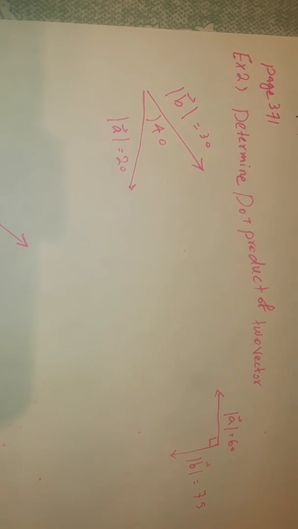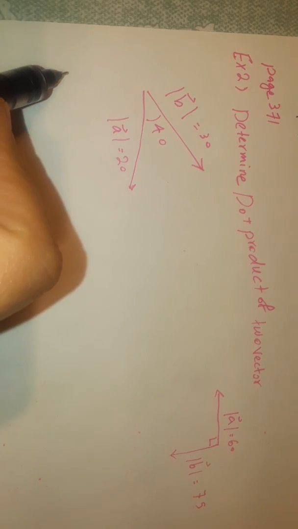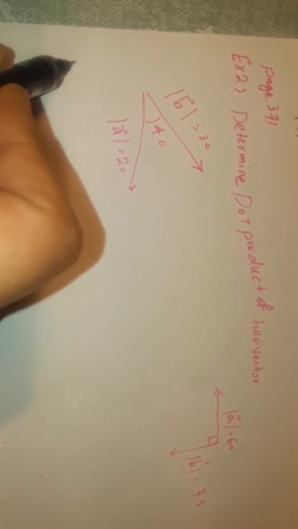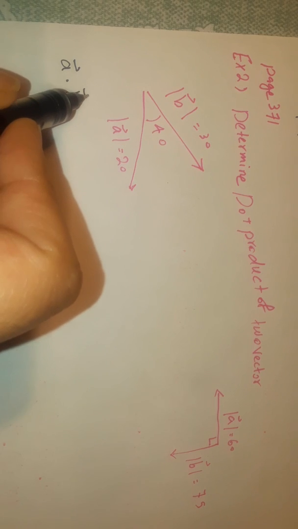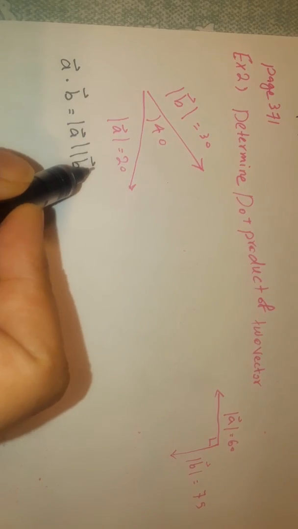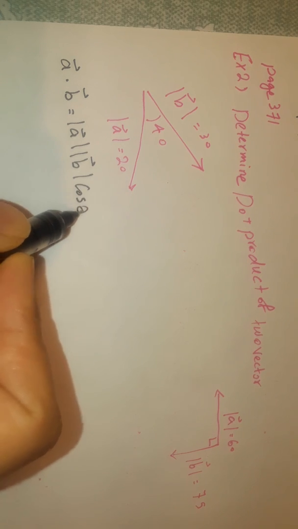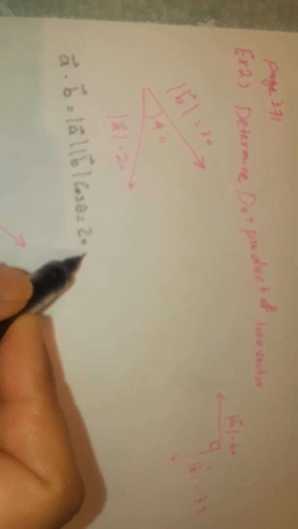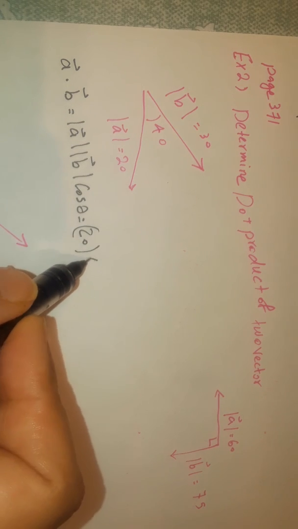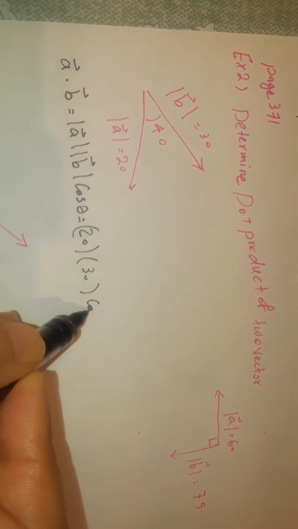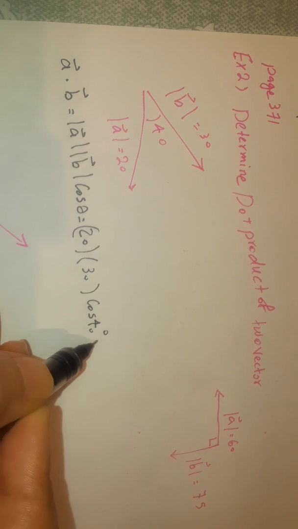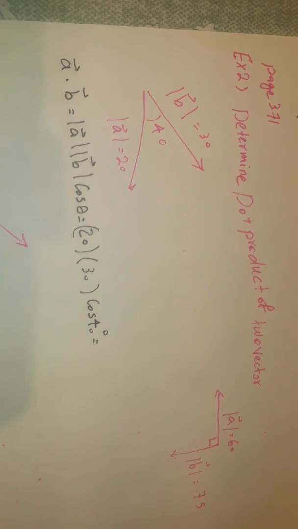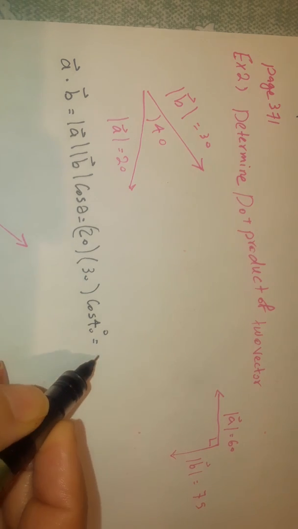Okay, let's just do these examples. Determine the dot product of two vectors. So here I want to do A dot B. Of course, it's going to be the magnitude of A multiplied by the magnitude of B, cosine of the angle between them. The magnitude of A is 20, the magnitude of B is 30, cosine of angle 40 between them. If you put that in the calculator, it would be 459.6.